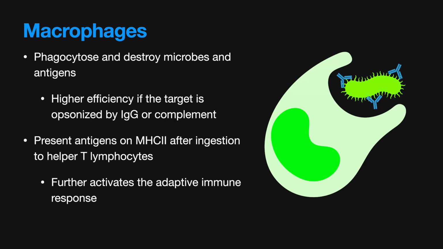Macrophages also help play a role in adaptive immunity as an effector cell. These guys are going to phagocytose and destroy microbes and antigens after the target has been opsonized by IgG or by complement proteins. Once they phagocytose an antigen, they present it on MHC2 to the helper T lymphocytes. This further activates the adaptive immune response against that particular antigen.